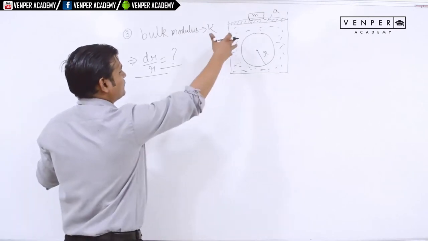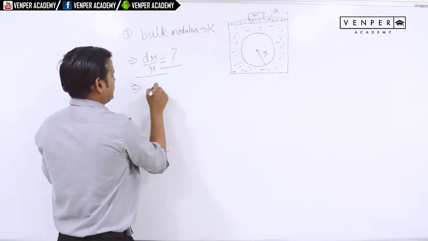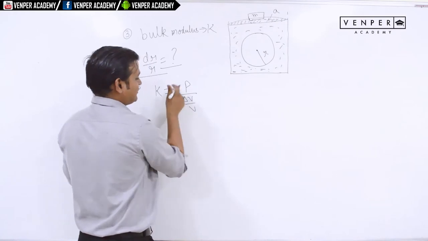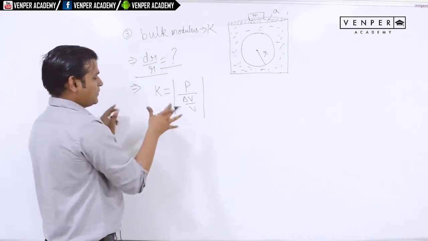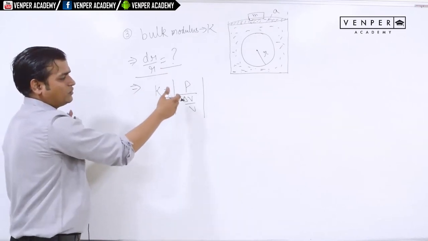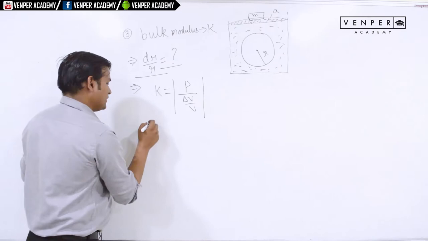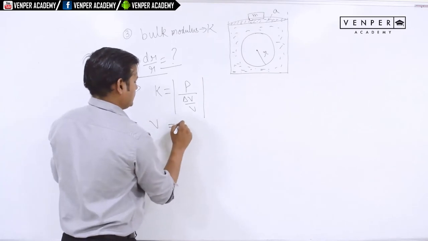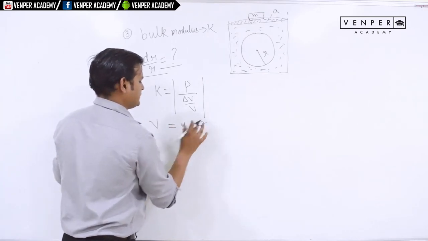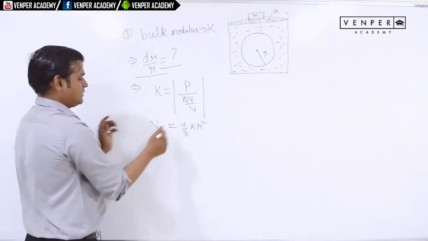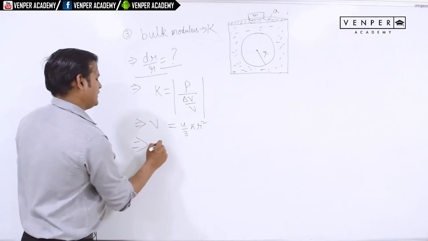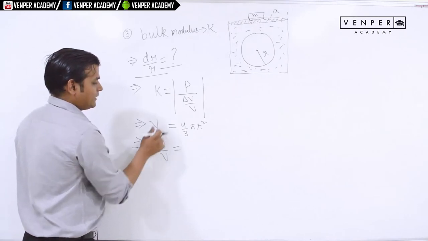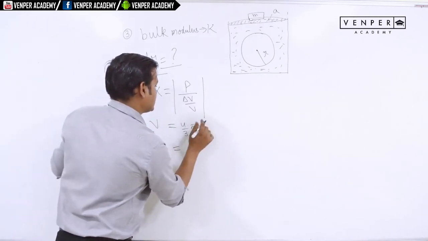Okay, the bulk modulus of the sphere is given. We know that bulk modulus is simply p upon delta v upon v. Actually there is some negative sign also, but we are taking this as modulus, so k is equal to p upon delta v upon v. We know one thing, that v is equal to 4 by 3 pi r cube, this is our volume. Sorry, here it is cube. And we know from the topic of errors how to calculate delta V upon V, the fractional change.